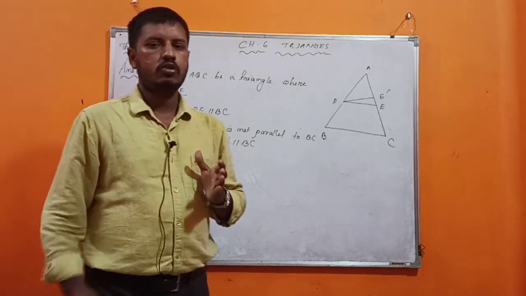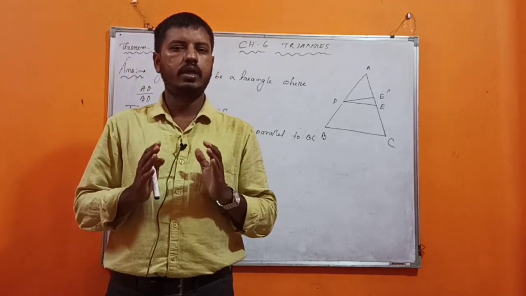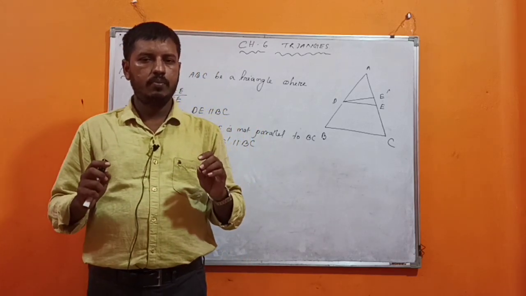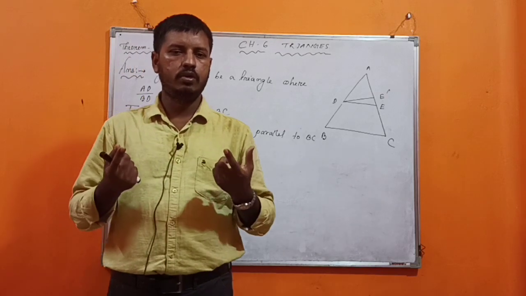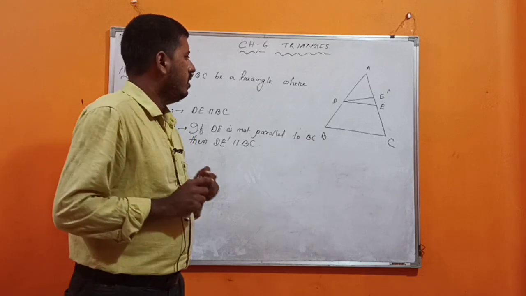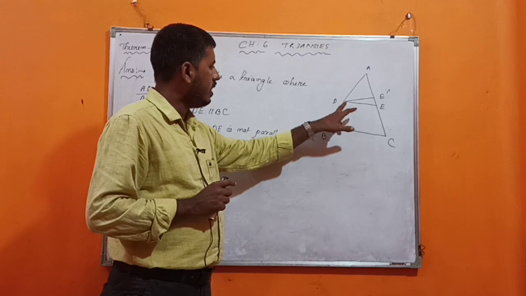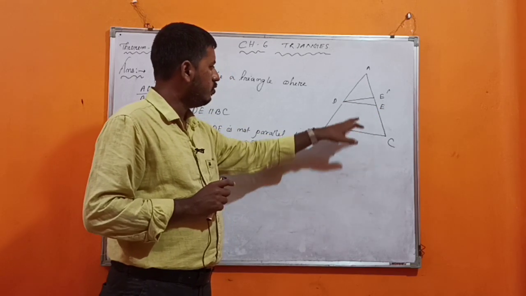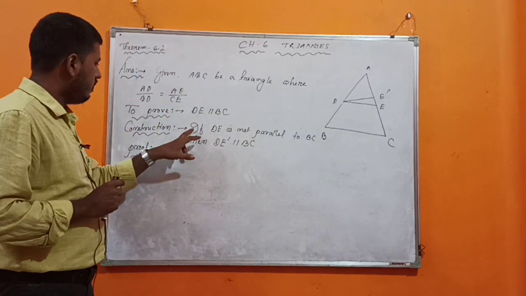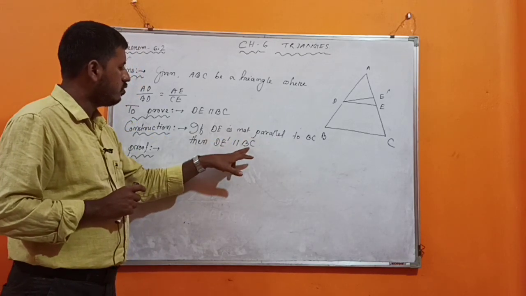Then after we have to construct few things. Construction. So construction is what I have said. Construction is we have to construct few more things in the diagram which is not given in the question. For our help, so that we can be able to prove the theorem, we have to construct few things in the diagram. For that I have written, if DE is not parallel to BC, then we draw another line DE dash and consider that which is parallel to BC.